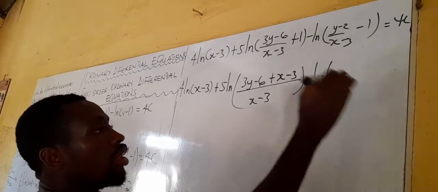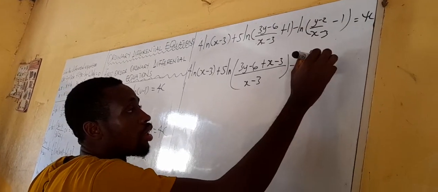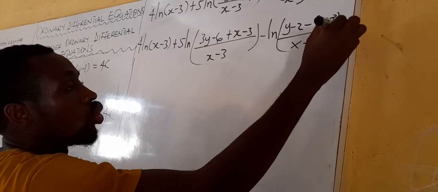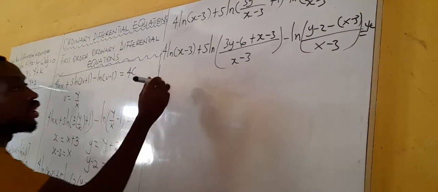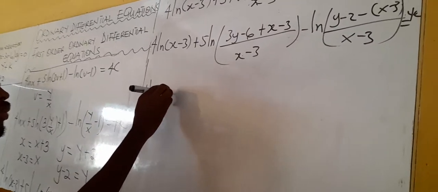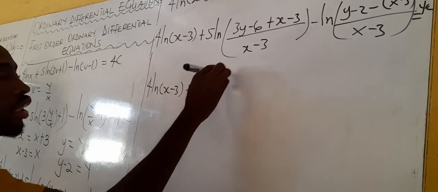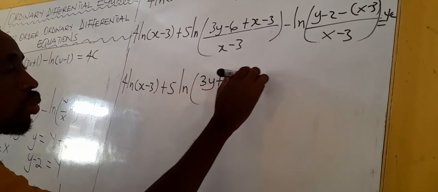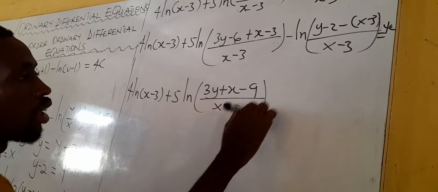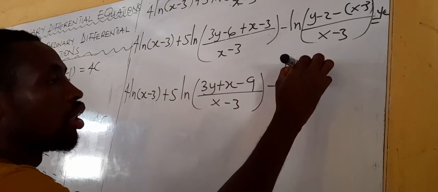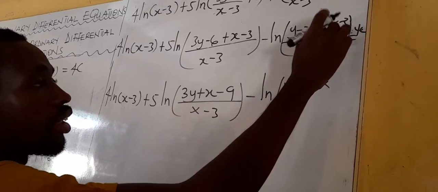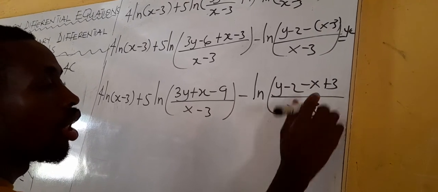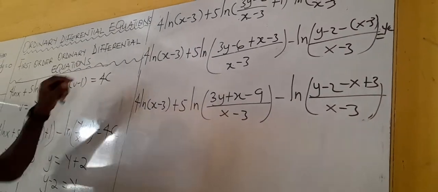Then minus ln y minus 2. So we have minus x minus 3 all over x minus 3 equal to our 4c. So we polish it. So we have 4 ln x minus 3 plus 5 ln 3y plus x minus 6 minus 3, which will be minus 9, over x minus 3, minus ln y minus 2 minus x plus 3 all over x minus 3 equal to our 4c. So let's polish that.